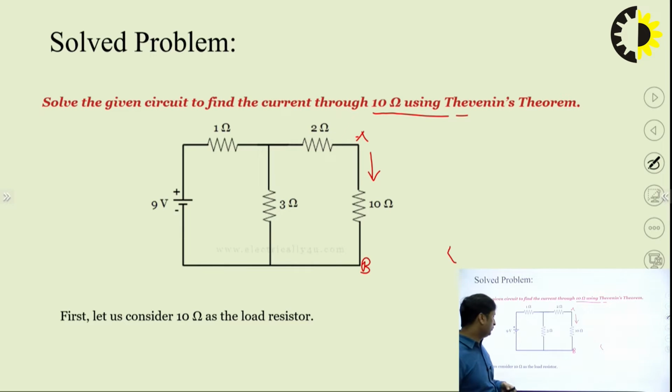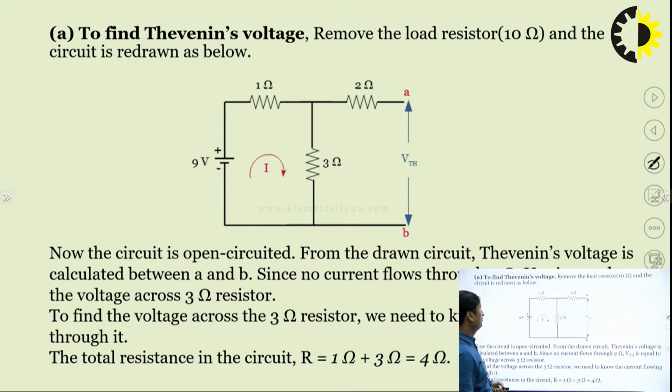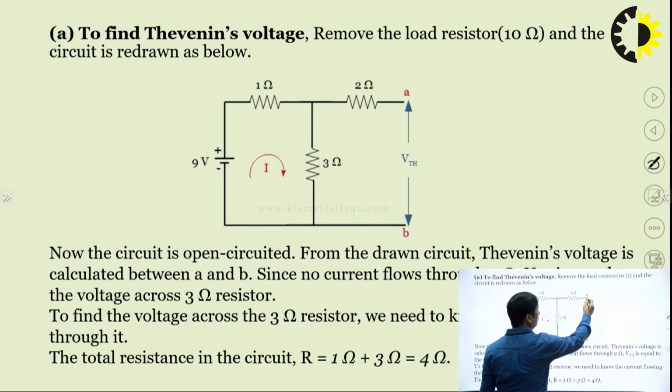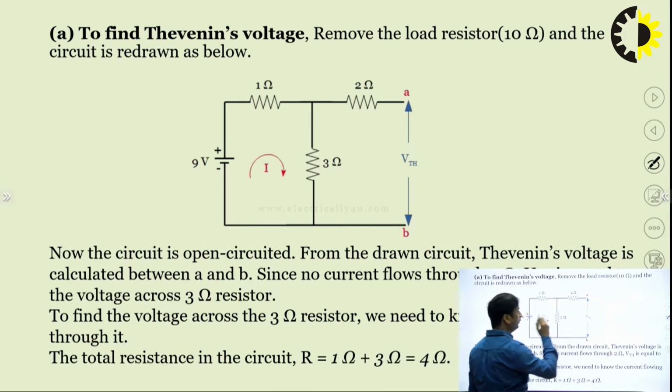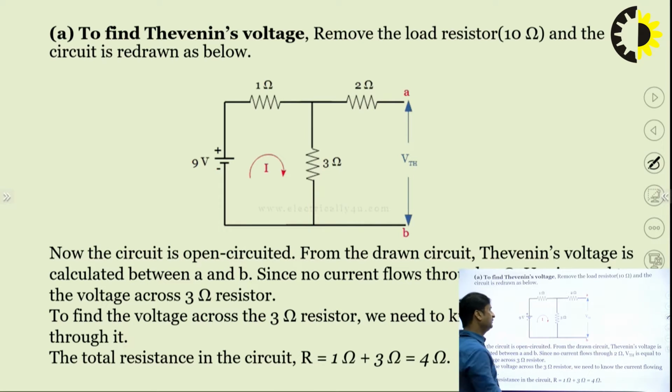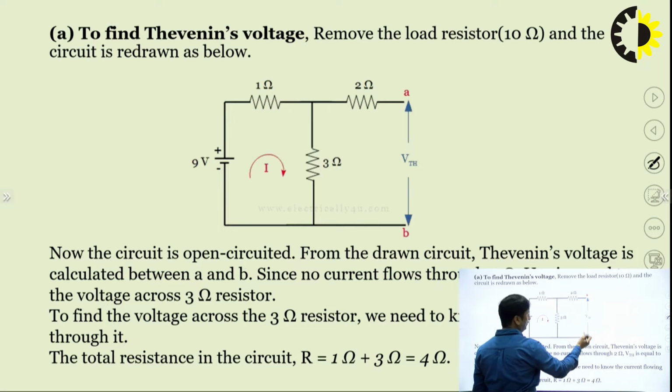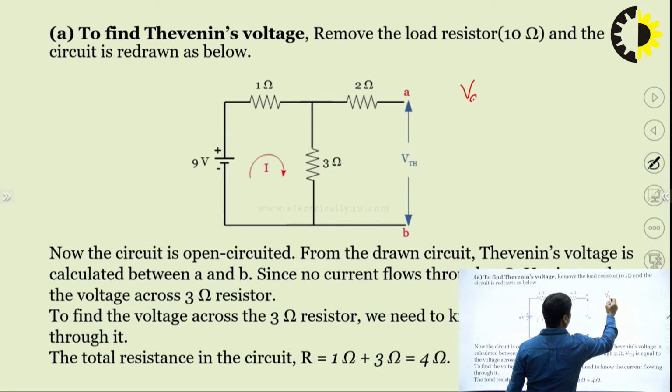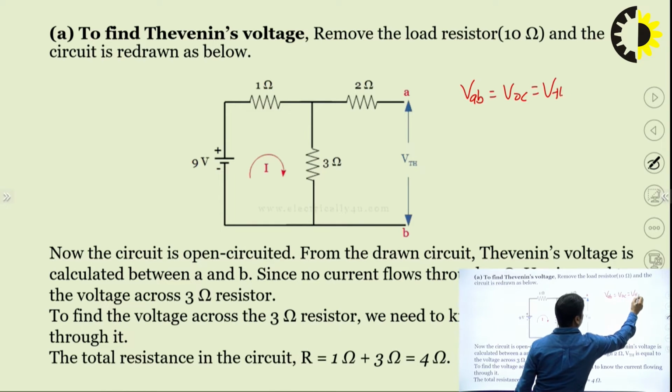We have to assume that this is our load, and the first step is that we have to remove it while solving this network. So the first point is to find the Thevenin voltage: remove the 10 ohm resistor, take A and B as the two points, and find the voltage across A and B. Now it is open circuited. So we calculate VAB, which is equal to the open circuit voltage, which is equal to the Thevenin voltage.